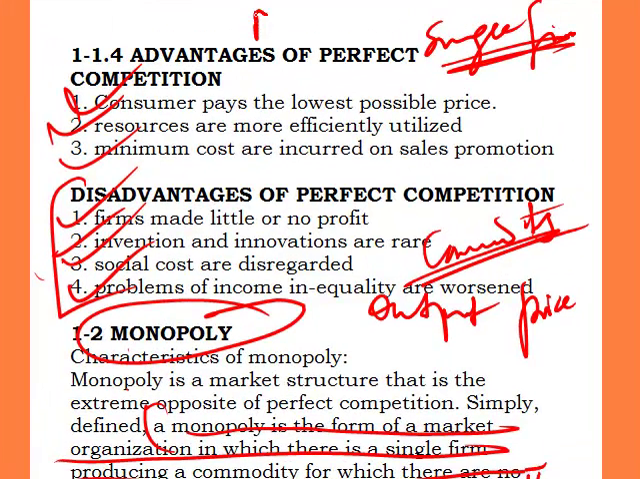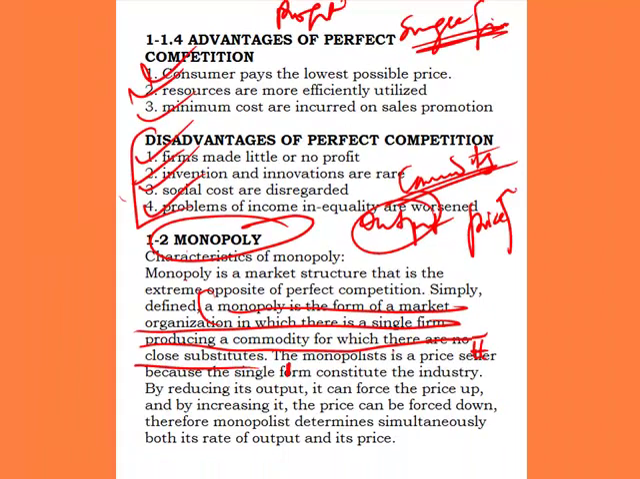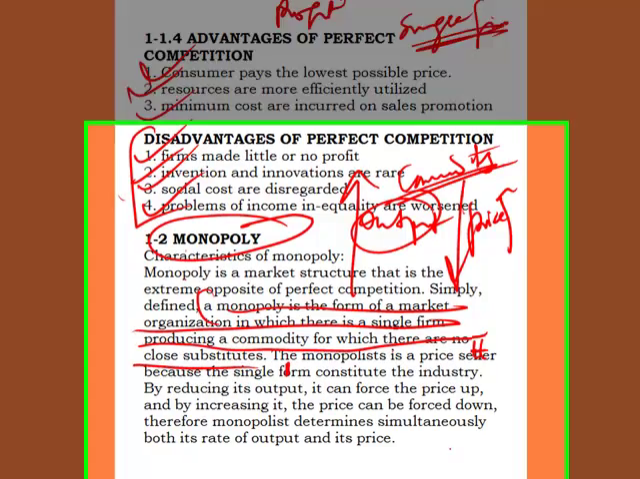And the gain of a monopolist is profit. He can decide to reduce his output, therefore forcing the price up. He can do that because he's the only player in the market. And he can decide to reduce the price, therefore forcing the output up. These are the ways a monopoly can achieve his objectives. The single firm constitutes the industry. By reducing its output, it can force the price up, and by increasing it, the price can be forced down. So it can manipulate the price and output to achieve its objectives.